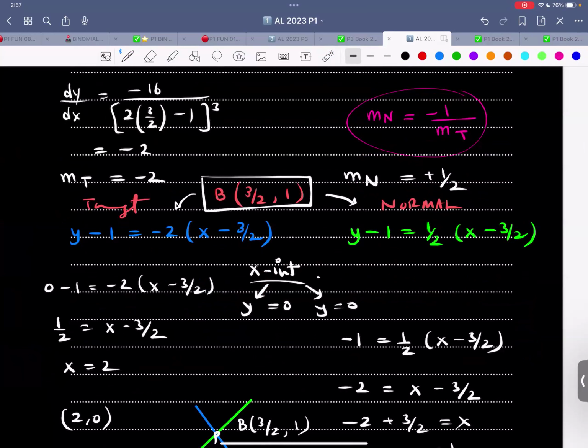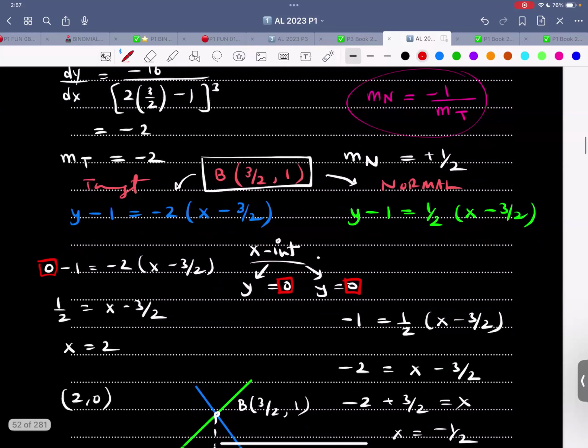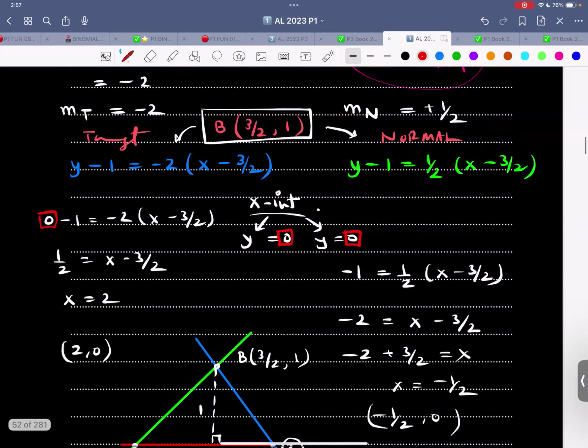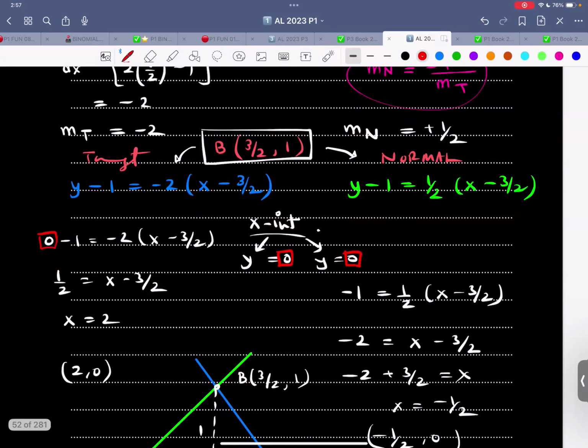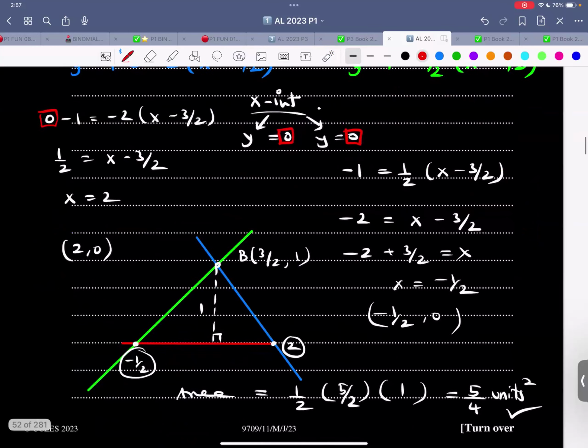You find two tangent equations. Do not open up the bracket. In both of them, make y equal to 0, because for x-intercept, y is 0. This is y equals 0 over here, and this is y equals 0. And then we find two coordinates, (2, 0) and this, (0).